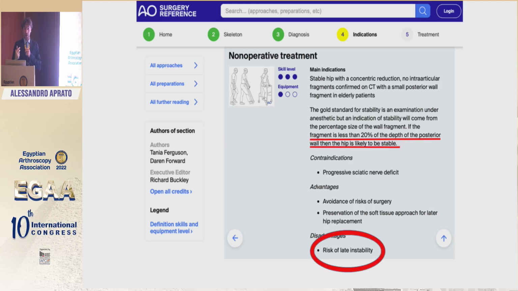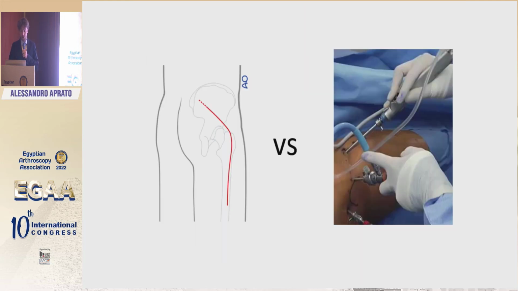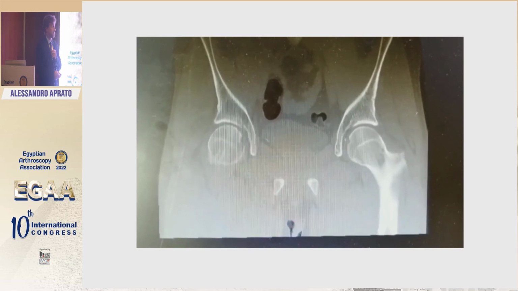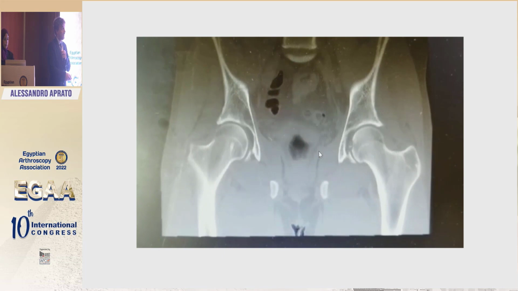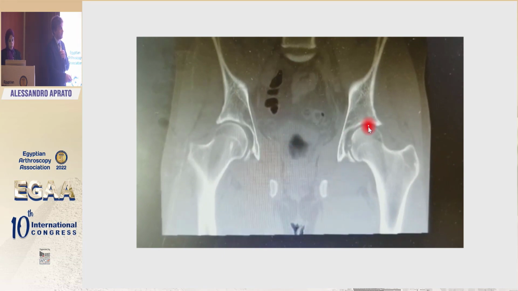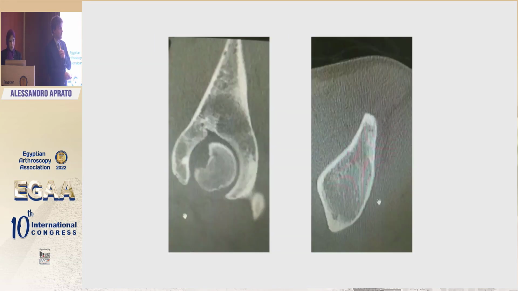And I agree that there is a risk of late instability, and I agree also that if I have to do it by open surgery, I would not open a hip to fix a little fragment like that. But if I do it arthroscopically, I can see them on the monitor on my screen. If I do it arthroscopically, I would fix it. As you can see from this case, you will see the posterior wall here, stopped somewhere.